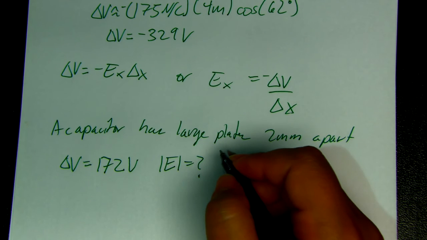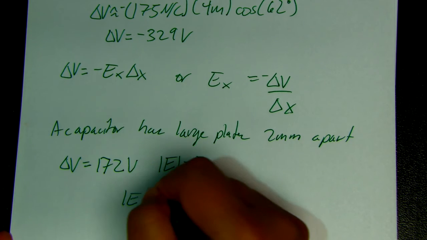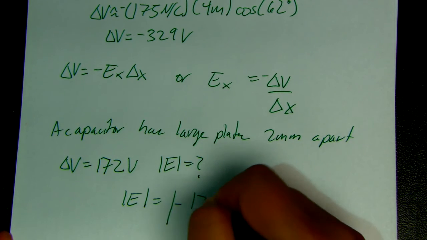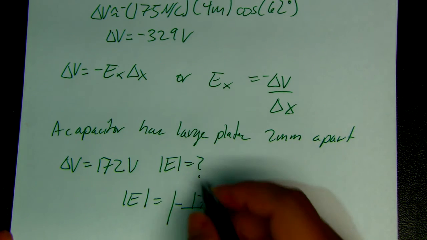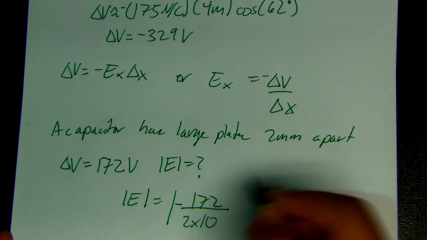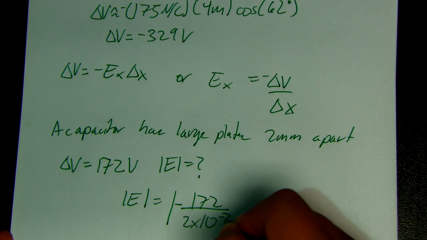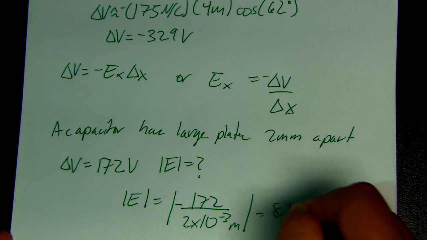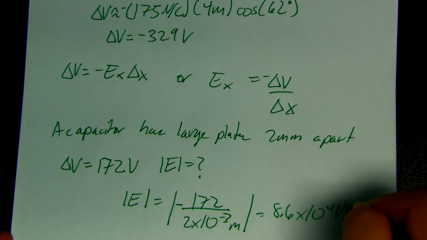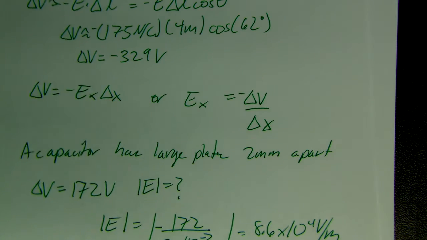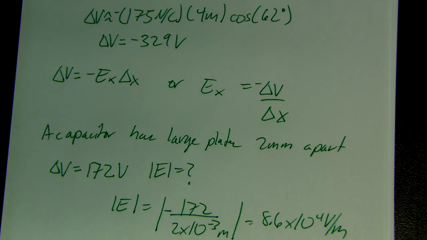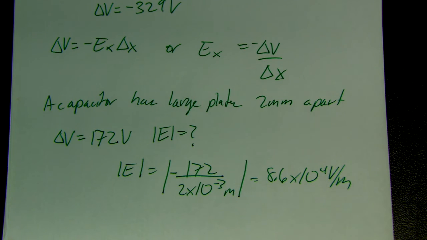So, or the magnitude of the electric field. So the electric field would be equal to minus 172 over 2 times 10 to the minus 3, which is equal to 8.6 times 10 to the 4 volts per meter. All right, so delta V, very useful, and also something you have been hearing terms in terms of voltage ever since you've talked about circuits.